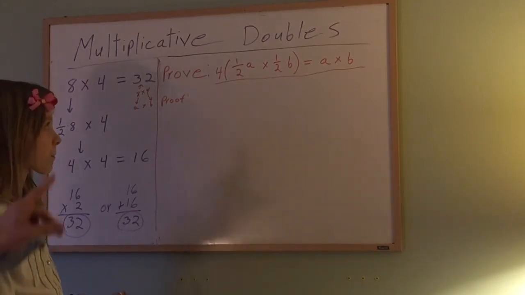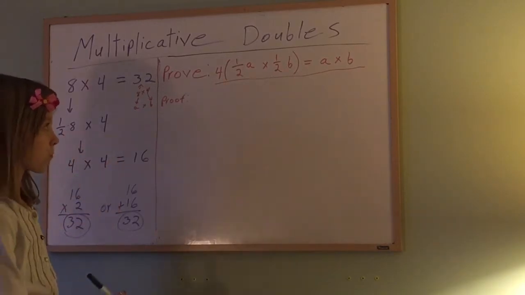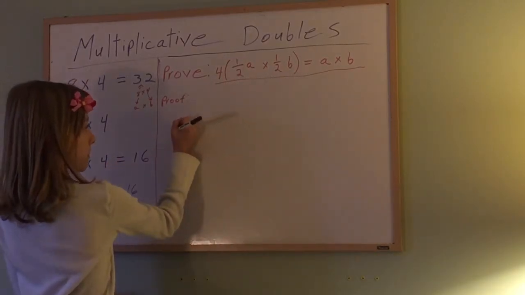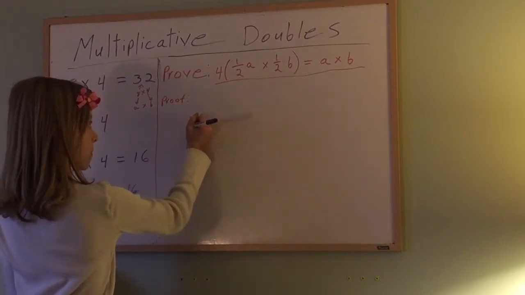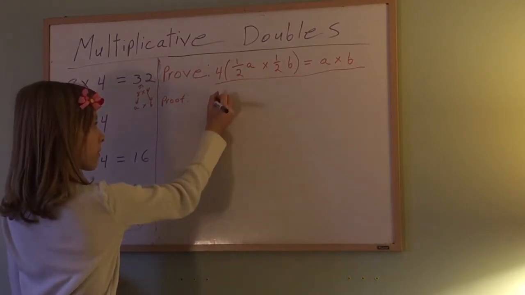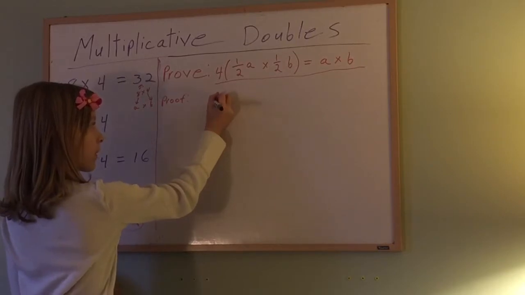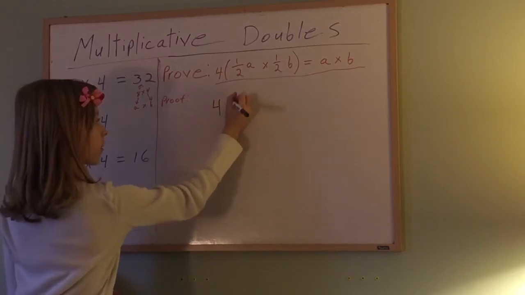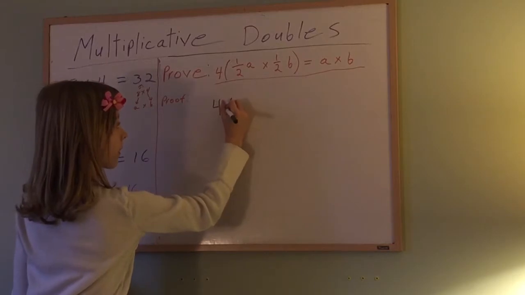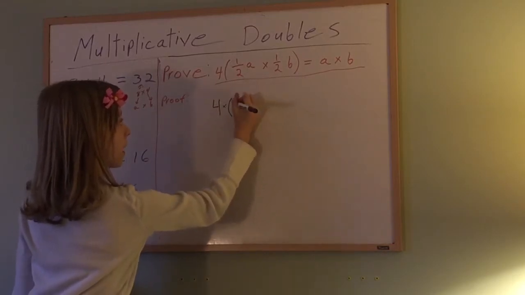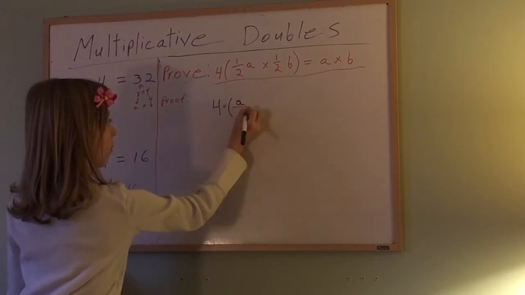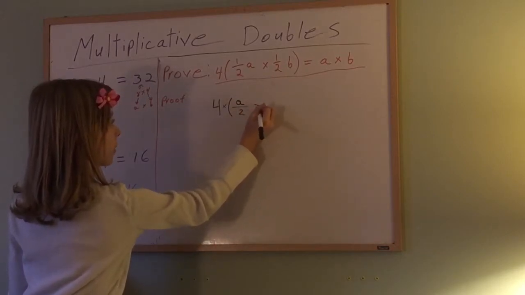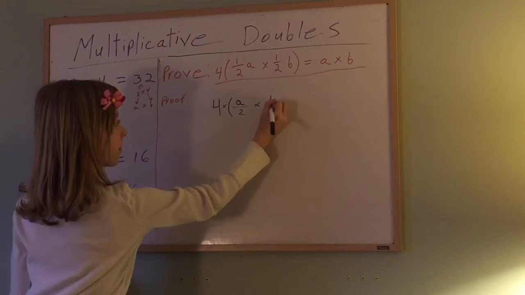So we have 4 times, and in parentheses we have 1/2 a times 1/2 b equals a times b. So what's our first step, so that we get the left-hand side to look like the right-hand side? First, you put your parentheses in here. A over 2 times b over 2.